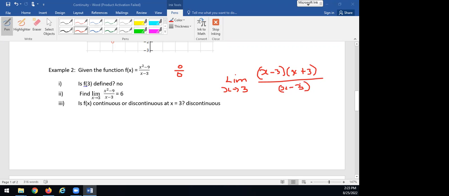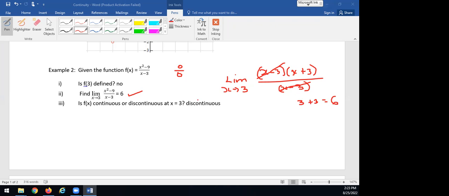Now, anything can be canceled? Yeah, the top left and the bottom. Very good. So those can go. Now, the fact that you get rid of the denominator, you don't have any issue now to substitute. If you plug 3 into this reduced function, what do we have remaining? 6. Very good. That becomes 3 plus 3, which is equal to 6. So that's how they get the 6 here. So the limit value is 6.